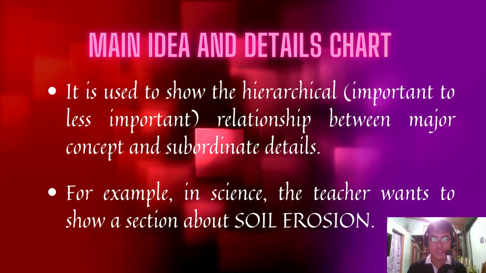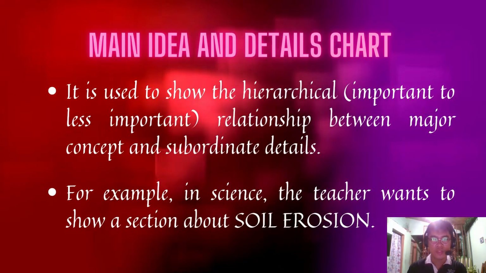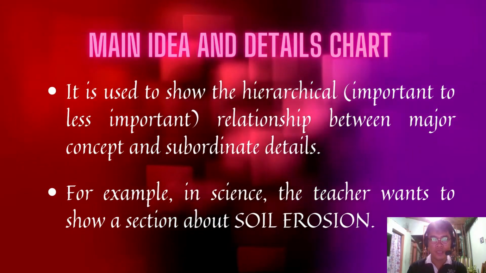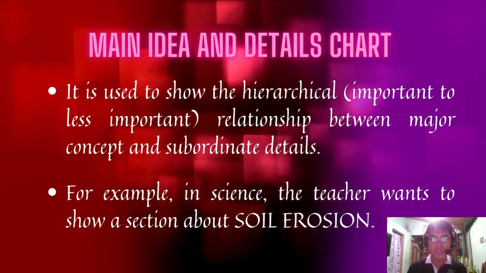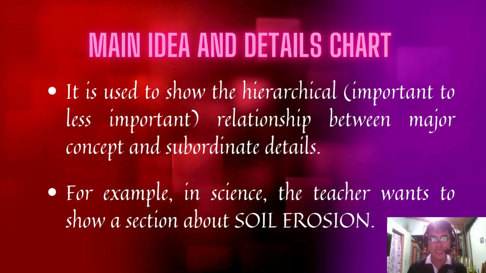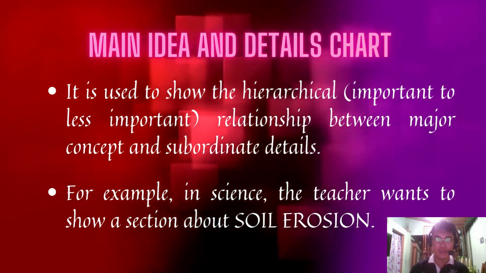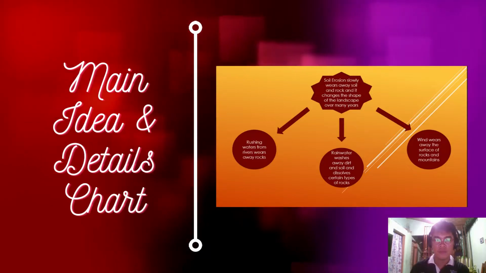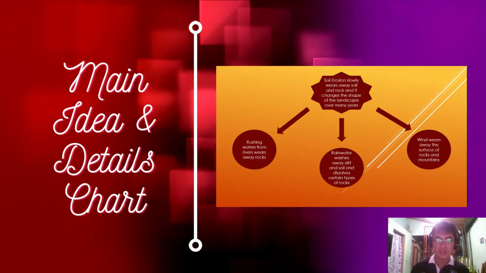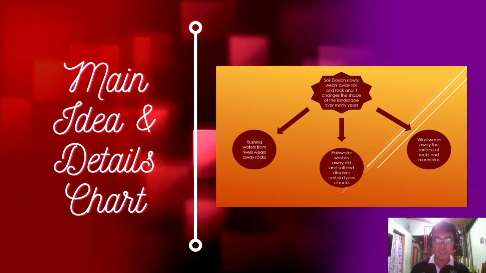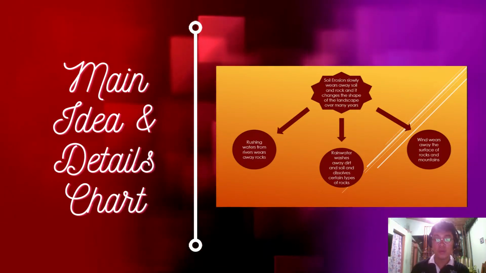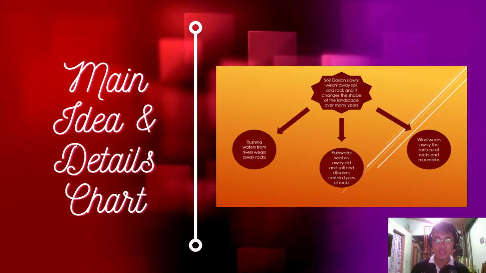As for example, in science, the teacher wants to show a section about soil erosion. So, in the next example, ipapakita natin sa inyo kung paano gamitin yung main idea and details chart using the example in science, which is the soil erosion. So, in this example, makikita nyo dun sa taas, yun yung pinaka-main idea natin. And then, yung mga arrow na nakapoint doon sa tatlong bilog, those are the details.